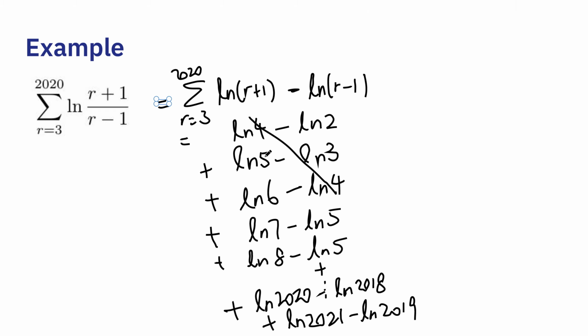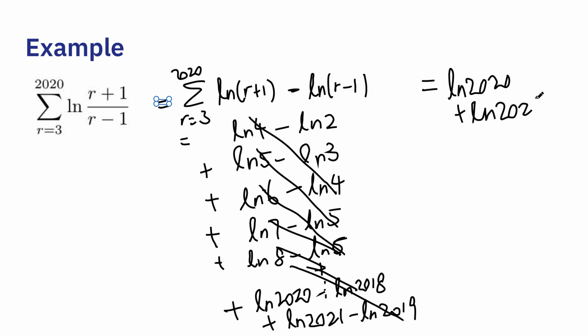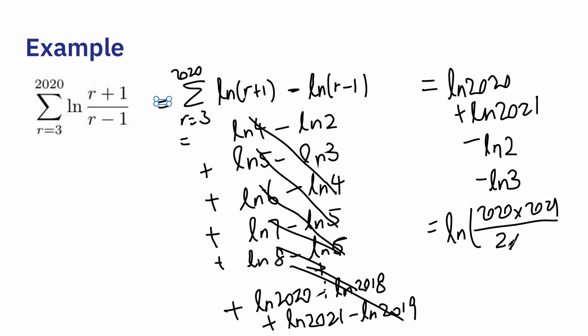The ln 4 will have a minus ln 4, ln 5 will have a minus ln 5, ln 6 with a minus ln 6 too. So everything ends up cancelling out. Draw all these lines showing they cancel, until we are left with these four terms: ln 2020, ln 2021, ln 2, and ln 3. So our answer will simply be ln 2020 plus ln 2021 minus ln 2 minus ln 3, which is equal to ln of (2020 times 2021) divided by (2 times 3).